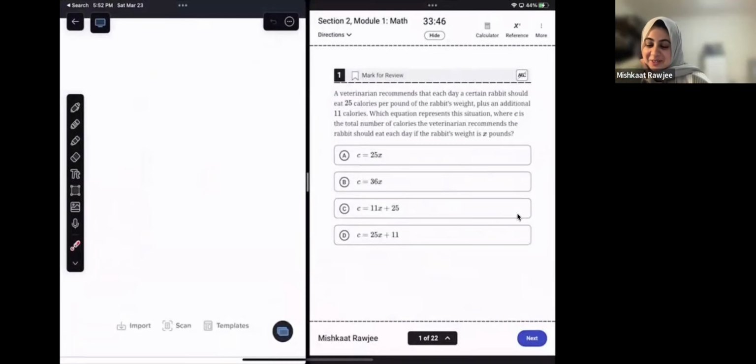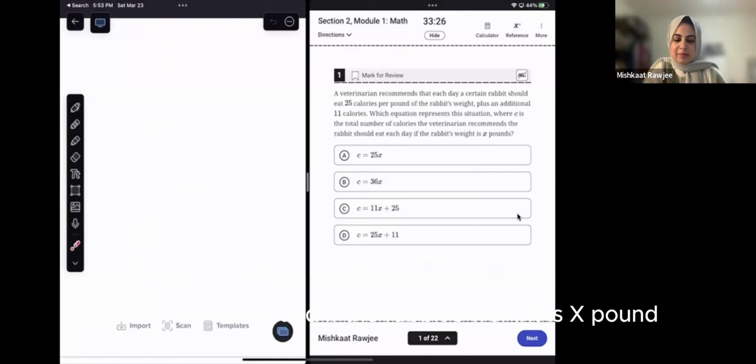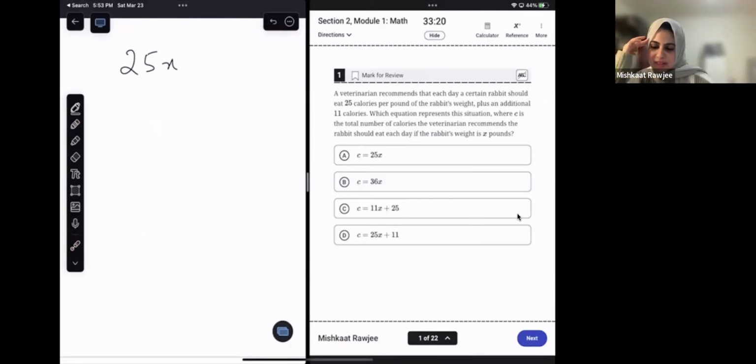A vet recommends that each day a certain rabbit should eat 25 calories per pound of the rabbit's weight, plus an additional 11 calories. Which equation represents the total number of calories the vet recommends the rabbit should eat each day if the rabbit's weight is X pounds? So 25 calories per pound, and if the weight is X pounds, it should be 25X, plus an additional 11 calories. So our equation is 25X plus 11. That would be D, just choosing D and going forward.